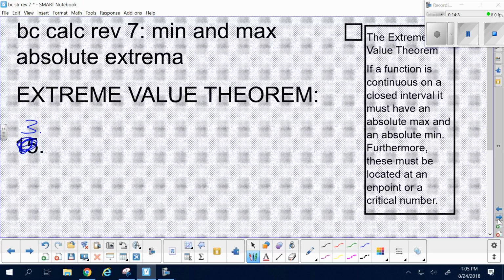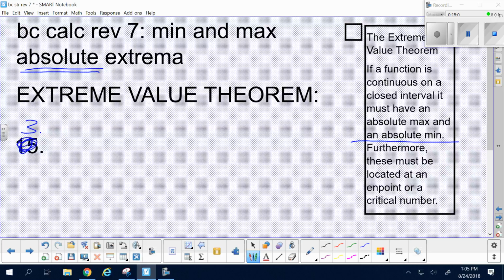It actually has 2 pieces, and in many textbooks they call it part 1 and part 2. The extreme value theorem looks like this. First of all, it deals with absolute extrema, not relative or local extrema. And it goes like this: if a function is continuous on a closed interval, it must have an absolute max and an absolute min.